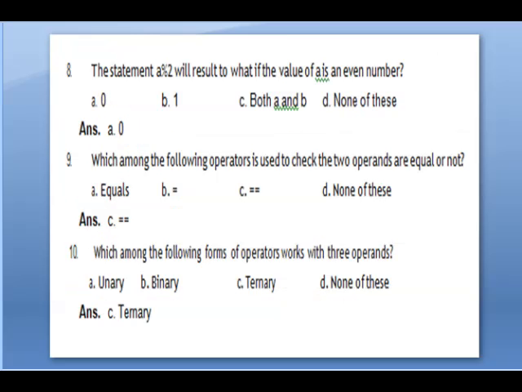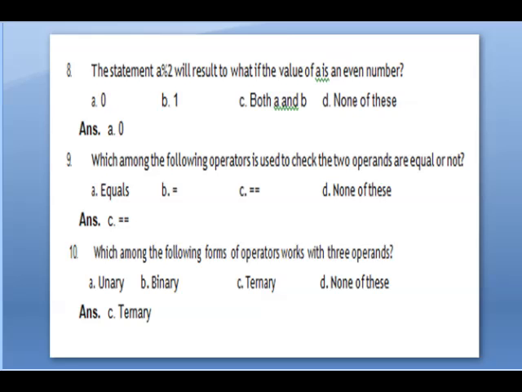Next question number 8. The statement A modulus 2 will result to what if the value of A is an even number? So if an even number is divided by 2, we'll get the remainder as 0. Option A is 0, option B 1, option C both A and B, option D none of this. The answer is option A, equal to 0.